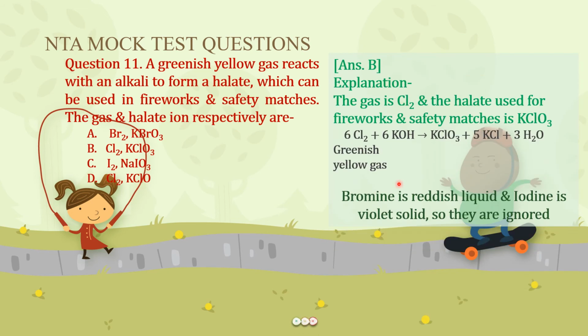The correct option over here is going to be B choice. The gas is going to be chlorine. Why? Because this is a greenish yellow gas. Out of all these, chlorine is a greenish yellow gas, whereas the reddish brown liquid is bromine and iodine is a violet solid, so they are going to be ignored. Now this is going to react with an alkali, so it can react with KOH, forming KClO3, KCl, and water. So the halate ion is going to be KClO3. I hope now this one is easy, not difficult.